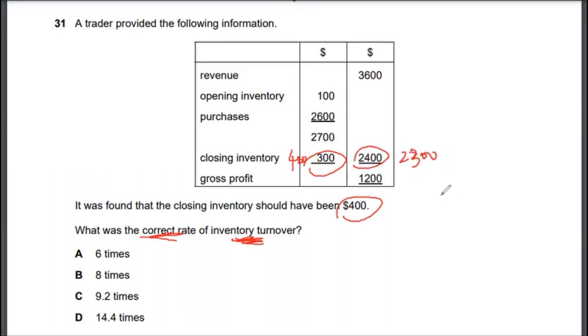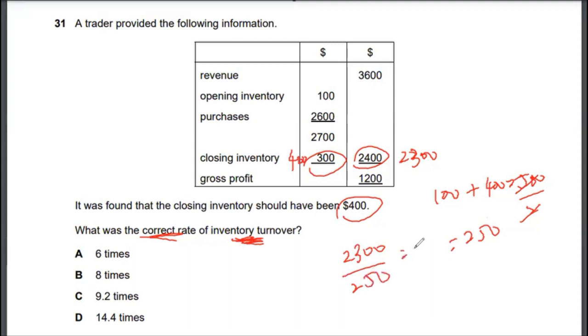2,300, right? So first you will do the average inventory, 400 plus 100, 500, or so average inventory is 250. Cost of sales is 2,300. 2,300 over 250 gives me 9.3. So the correct answer to multiple choice 31 would be option C.